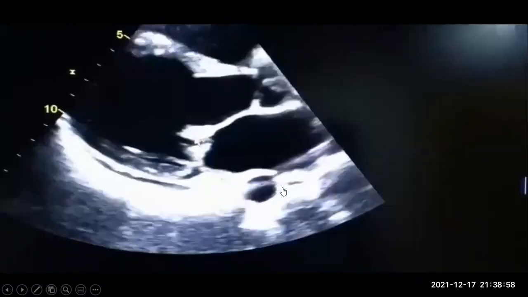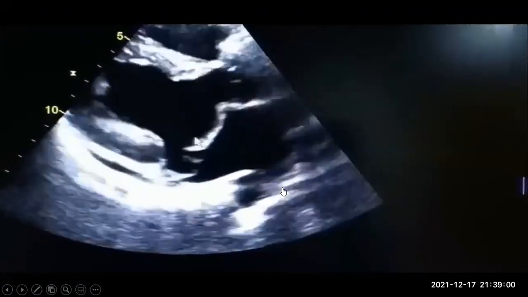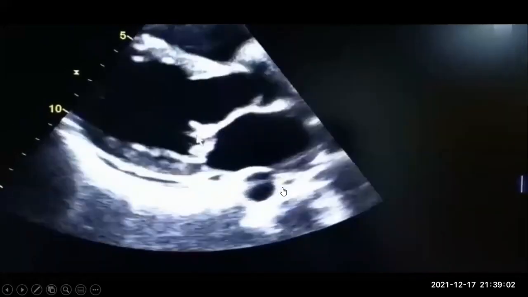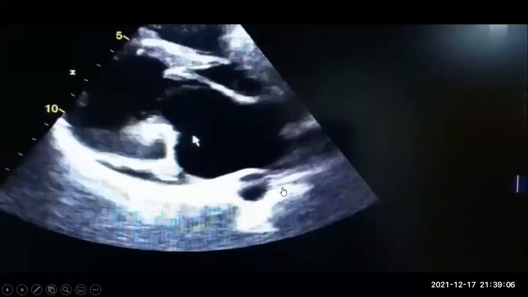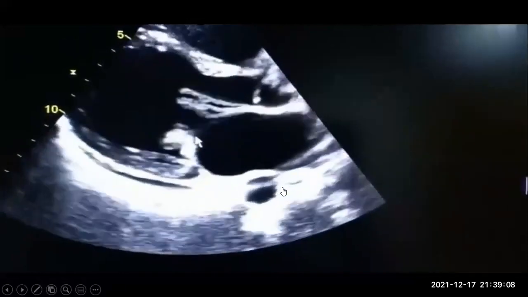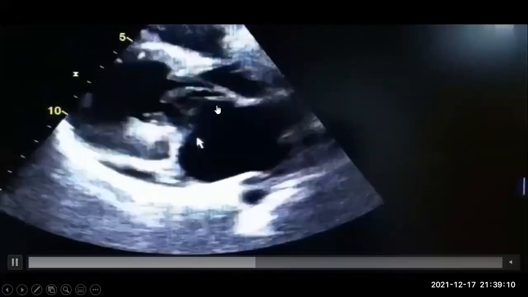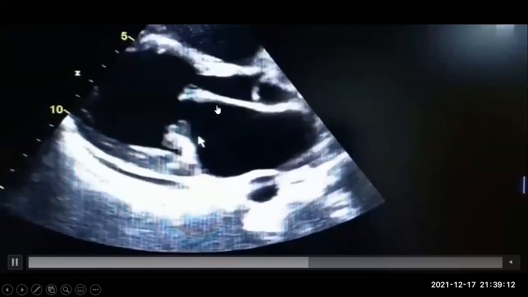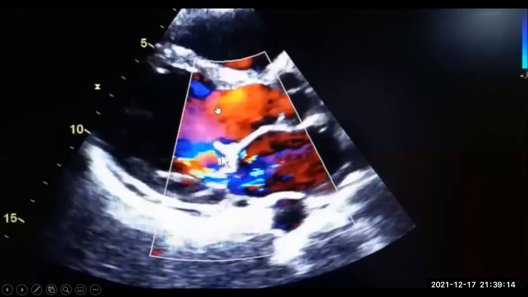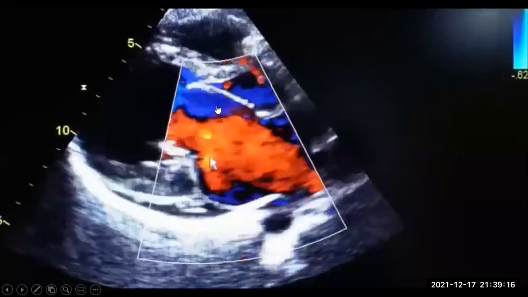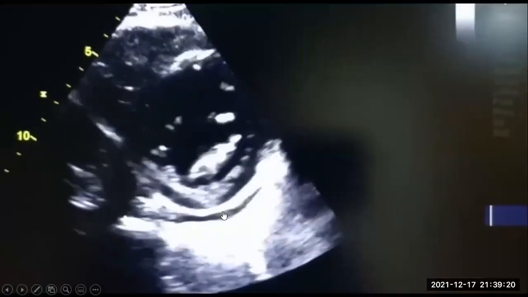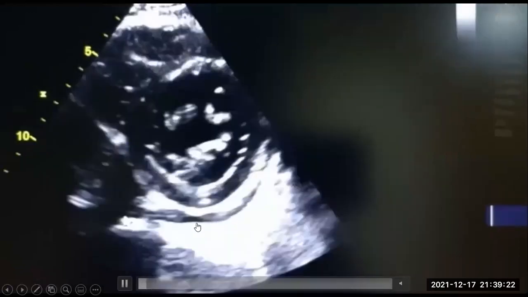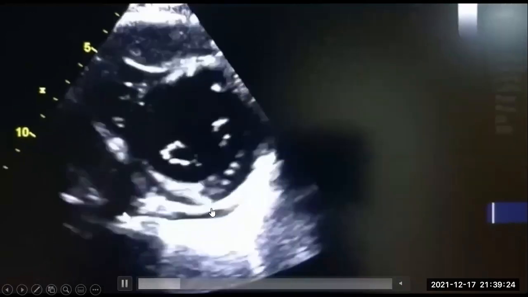This is a patient diagnosed at 12 years old having a Barlow disease. You can see here the prolapse and the mitral disjunction. You can see here the disjunction, and this is her regurgitation. She has a small pericardial effusion because she had COVID 3 months ago.